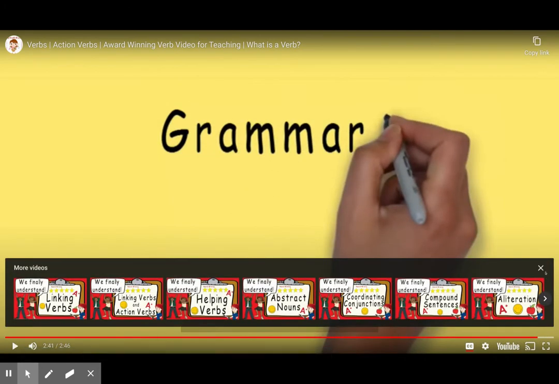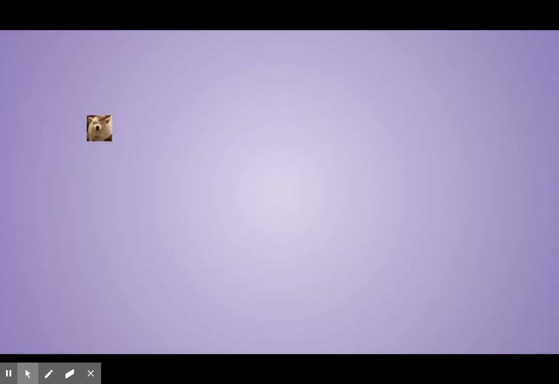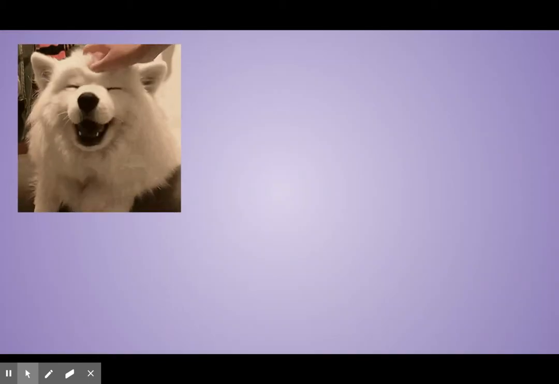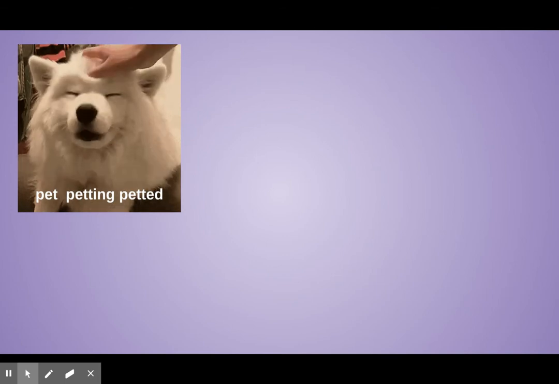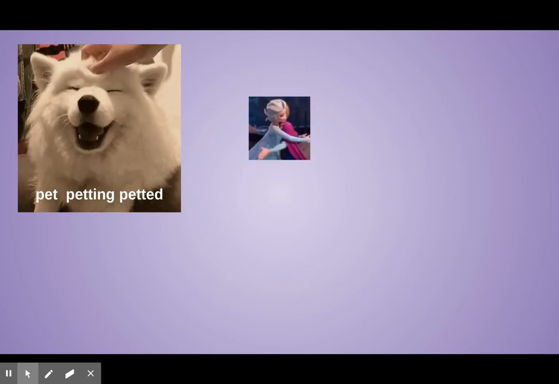All right, so let's move on and look at these pictures right here and think of the verb that best goes with that picture. What verb, if you were having to write a sentence about that, would you use? I would use pet, petting, or petted. That definitely works for that picture. The man petted the dog. The man petted the white dog. The man petted the large dog. Petted is the best verb.